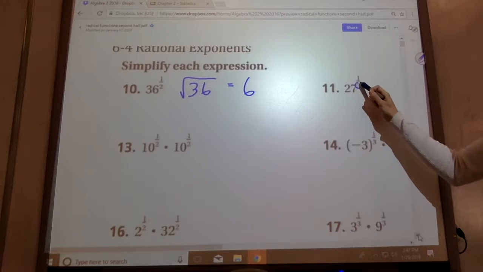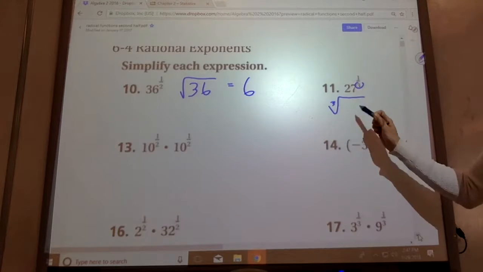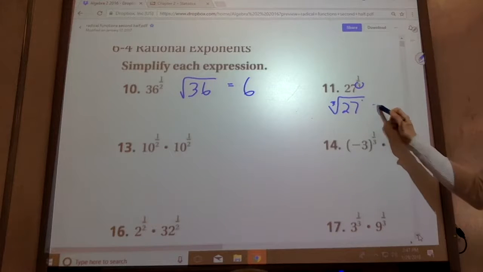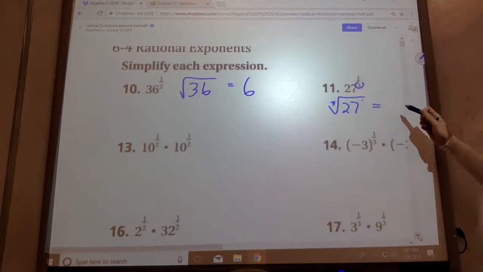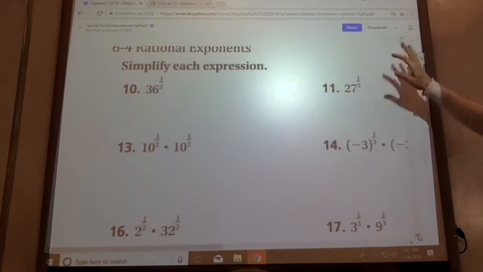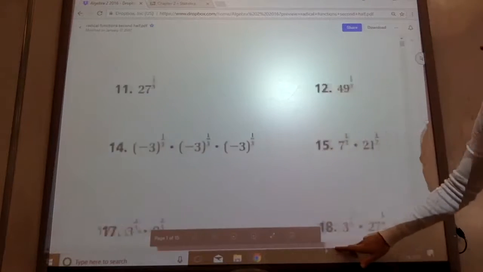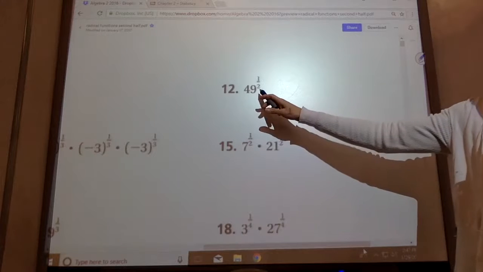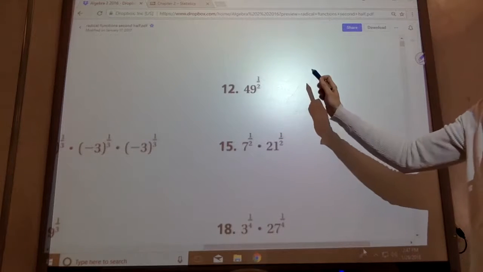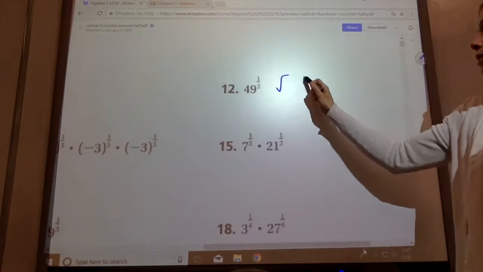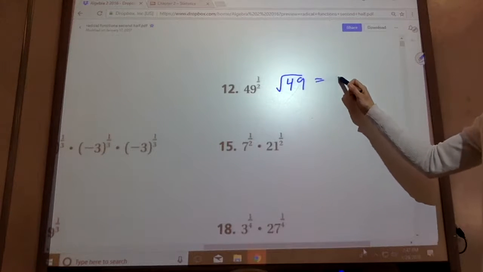27 to the 1/3. The 3 becomes your index, so cube root of 27 to the 1st power, which is just going to be 3. Cube root of 27 is 3. Very good. 49 to the 1/2. Should be able to do that in your head now. 7, because really it's square root of 49, which is 7.